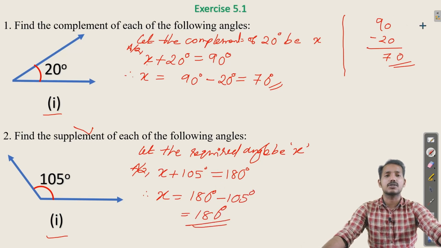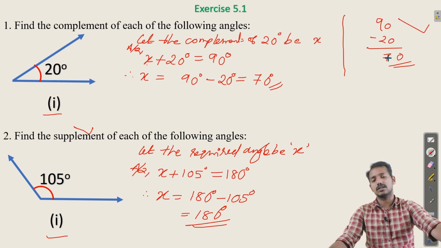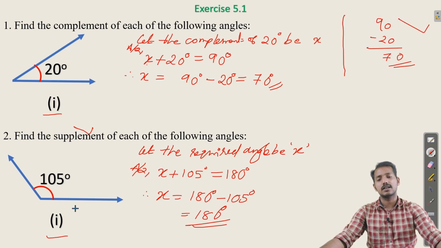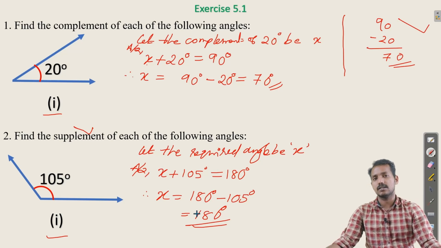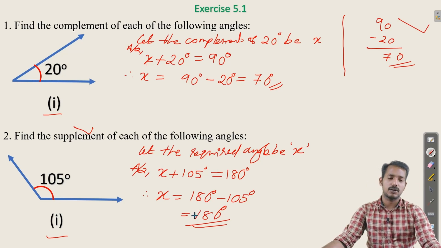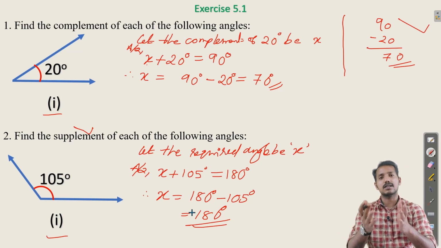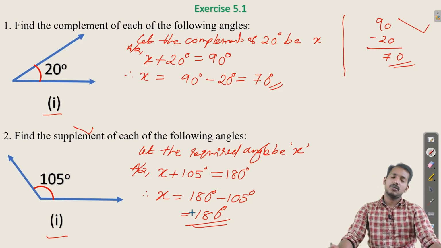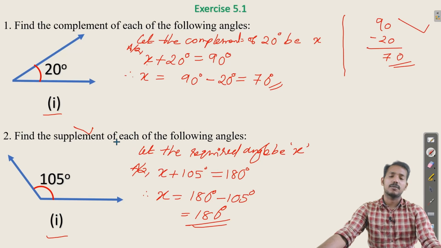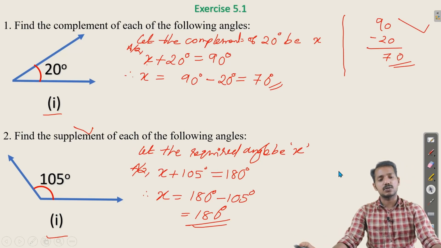Here also we can proceed with the same shortcut I told in the first question: subtract the given angle from 180 degrees and we will get the required angle, because only two angles are involved. So by using simple subtraction we will get the answer, but this is the systematic way. Okay, now let's move to the next question.